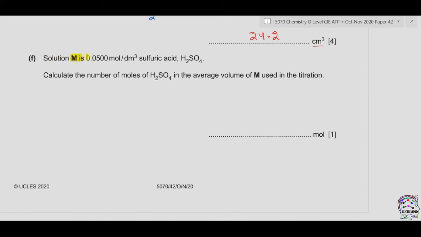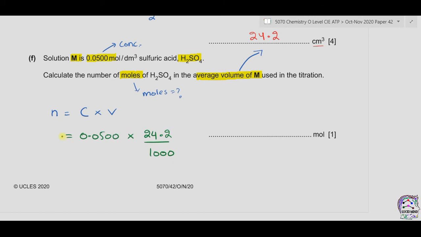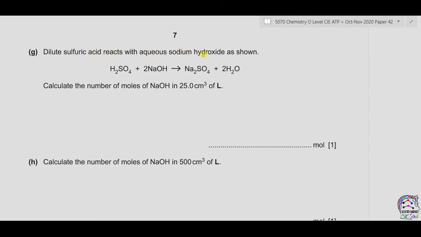Part F. Solution M is 0.0500 mole per decimeter cube sulfuric acid. Calculate the number of moles of sulfuric acid in the average volume of M used in the titration. This is the concentration in mole per decimeter cube. We have to find the number of moles. And this is the volume that is given. By using the formula, number of moles is equal to concentration in mole per decimeter cube into volume in decimeter cube. So we can put the values. Concentration is 0.0500. Volume is 24.2 centimeter cube. So we can convert it into decimeter cube by dividing by 1000. So the moles come equal to 0.00121 moles.